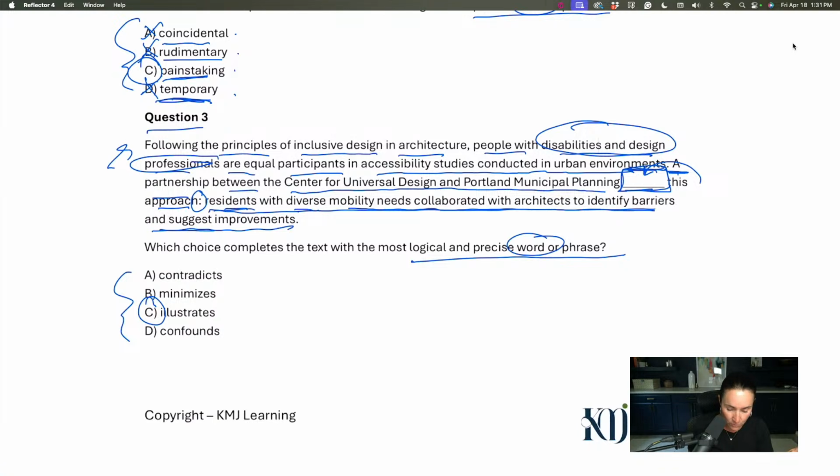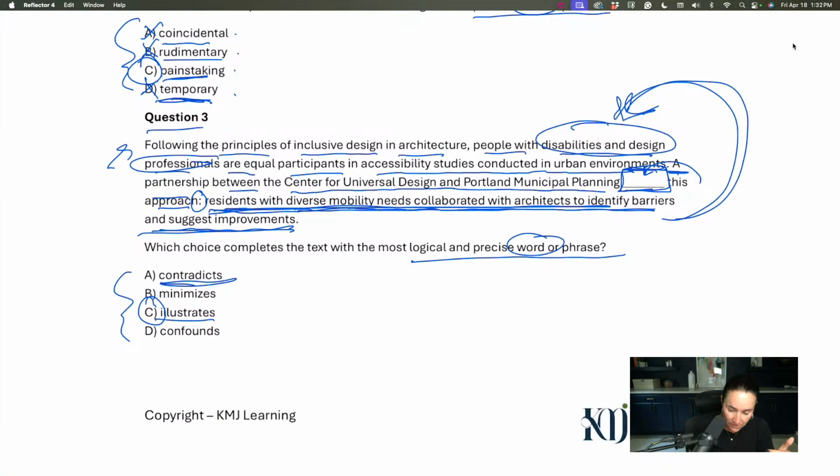And then it says residents with, it basically restates what's going on here. So illustrates is a good word. Let's discredit A, B, and D. You do not have to discredit on your test, but it's good to discredit it here in practice so you understand why. Contradicts is almost a bad thing. That would say that this last sentence here contradicts this sentence up here, and it doesn't. We have the semicolon here. It's not a contradiction. It's actually a support.